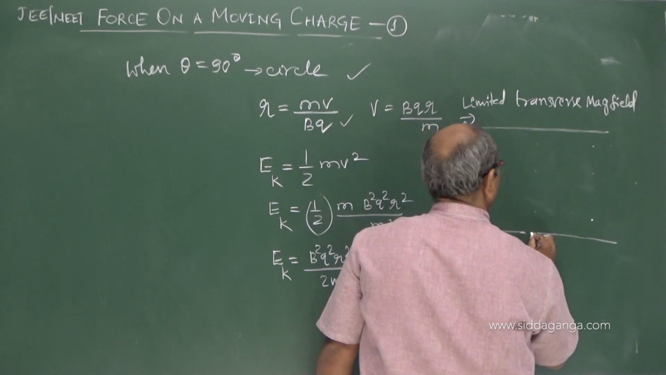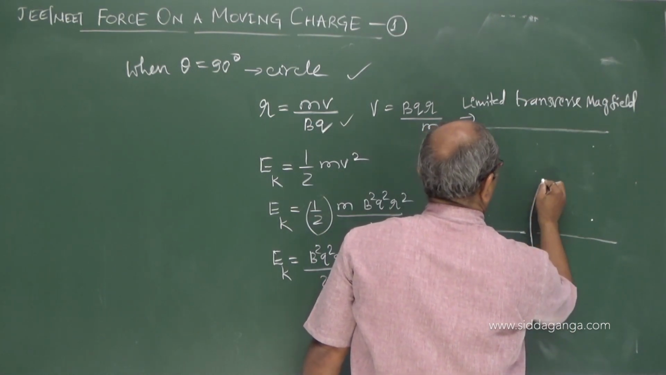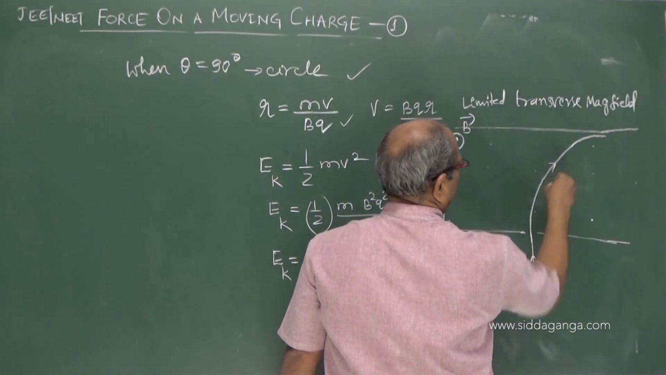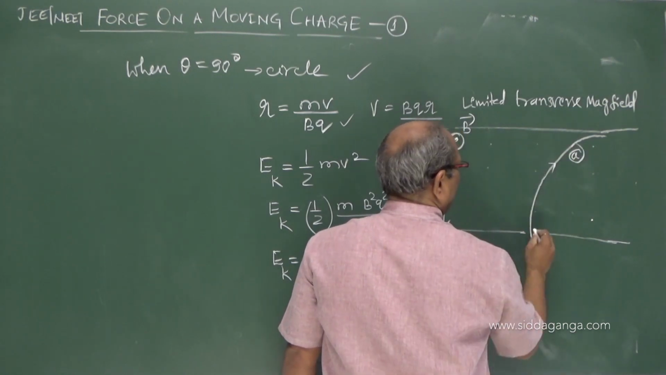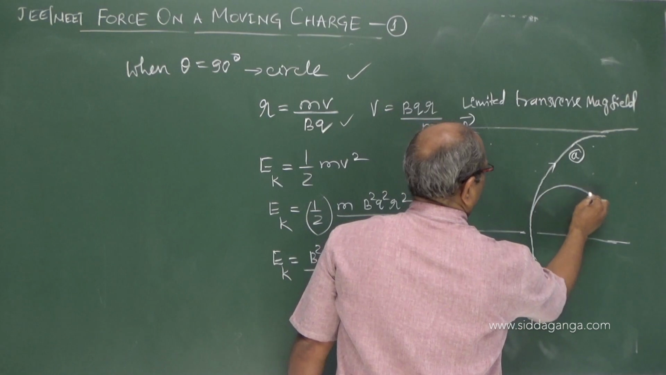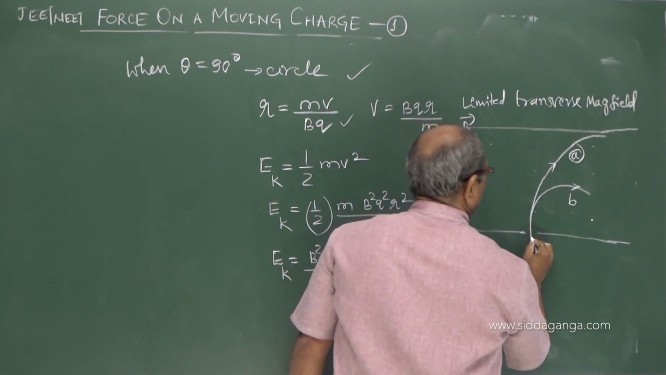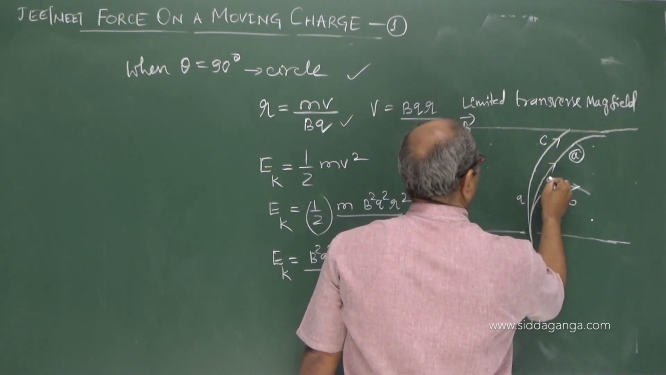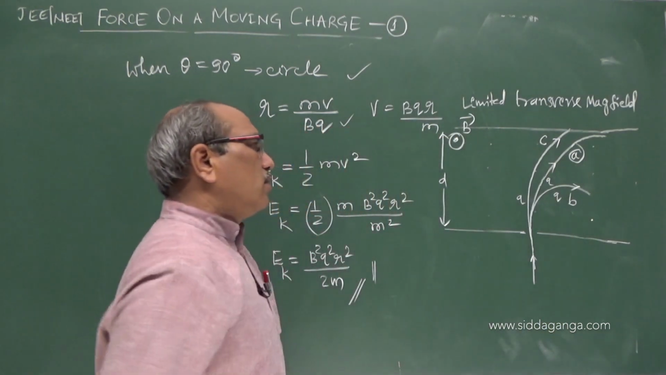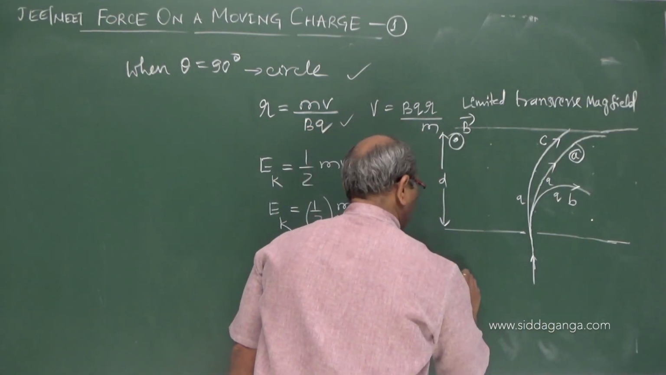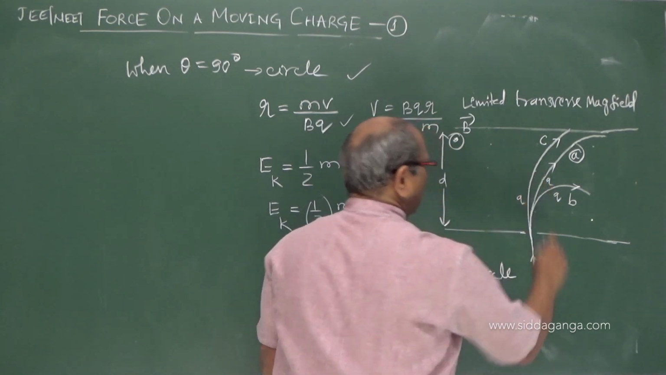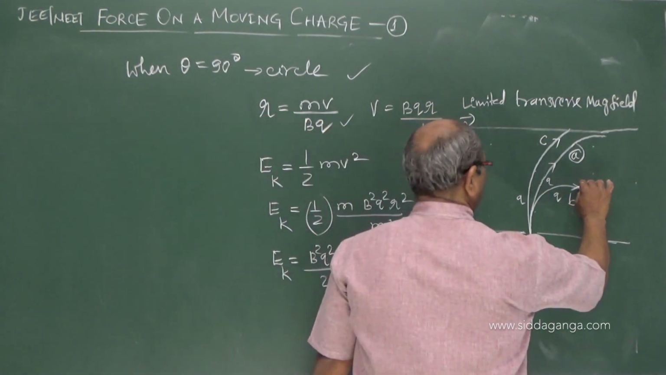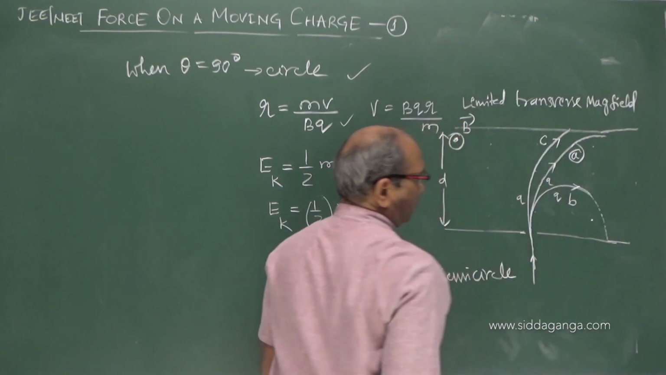Now I am showing three paths. In one path a charged particle just crosses this, it may be A, another stream may be B, and another charged particle which strikes, C. The charge may be Q in each case. To describe a semicircle, the charged particle, what is the limiting condition here? So this can describe the semicircle and come out.